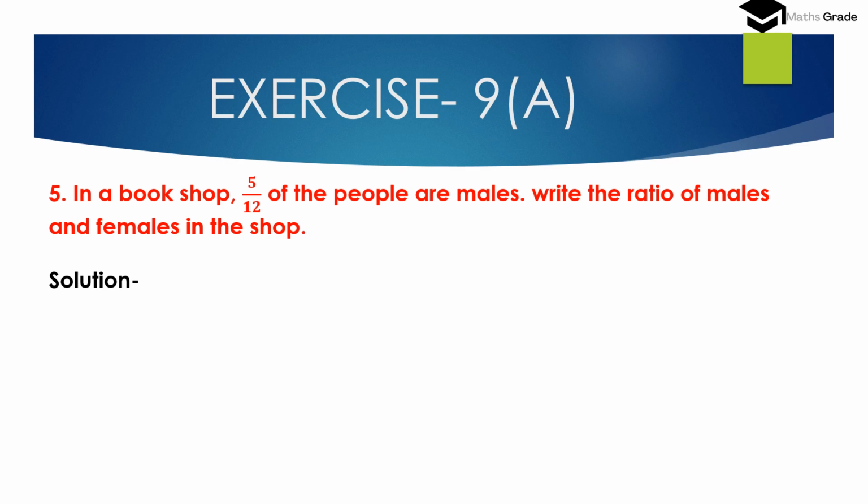Now question number 5. In a book shop, 5 divided by 12 of the people are males. Write the ratio of males and the females in the shop. In a book shop, 5 divided by 12 of the people are male. So number of males will be 5 and total number of people is 12.